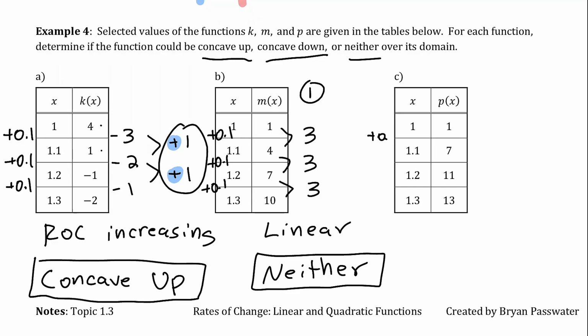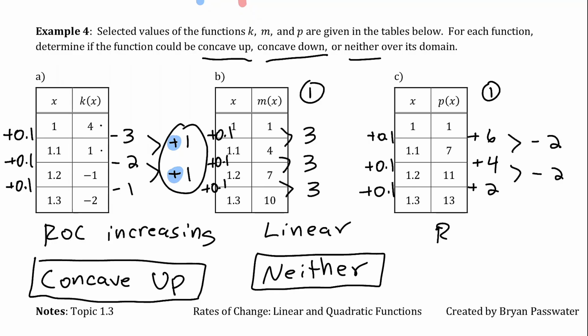And then this last one, again, my x's are going up by about 0.1. Going from 1 to 7, I'm adding by 6. 7 to 11, I'm adding by what? 4. And then I'm adding by 2 to go from 11 to 13. So again, my first rate of change isn't matching. It's probably quadratic though, because if I look here, 6 to 4, it's going down by 2. From 4 to 2, it's going down by 2. So again, the rate of change is going down. It's decreasing.